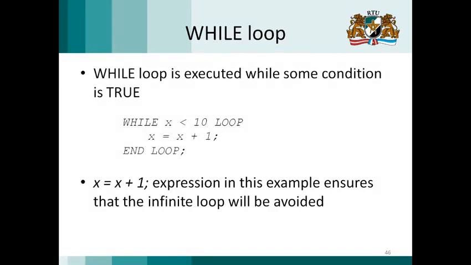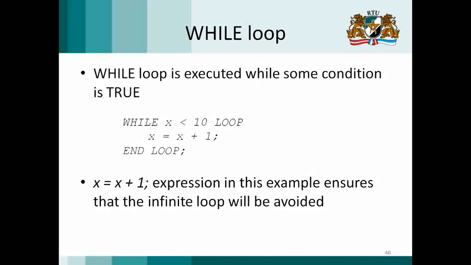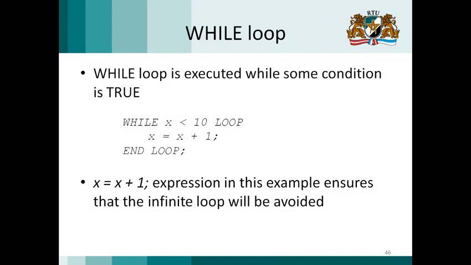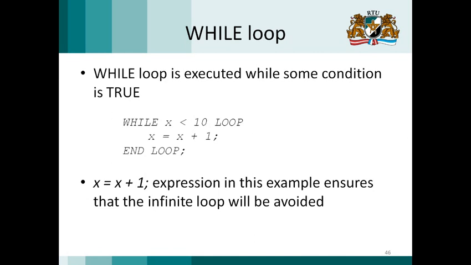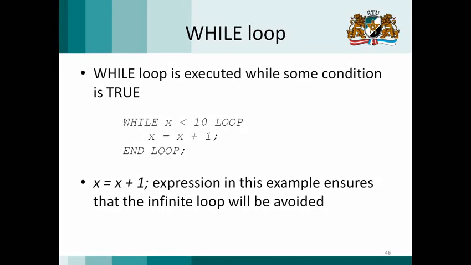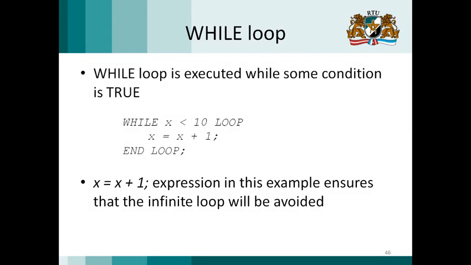There are other types of loops also. For example, there is such loop as while loop. Most of loops can be implemented in any of these ways, but there is a little bit different syntax. In this case, while loop is executed while some condition is true. For example, we write it like this: while x is less than 10, loop x is equal to x plus 1, and then end loop.